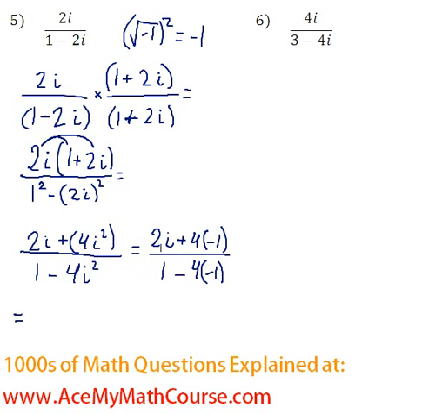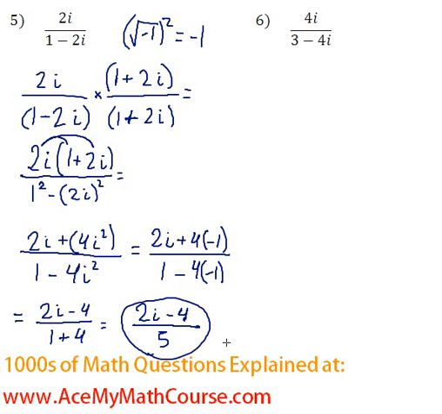Okay, so this will be 2i minus 4, because 4 times negative 1 is negative 4. So 2i minus 4 all over 1, negative 4 times negative 1 is just plus 4. Whoops, I was going to write minus 4, but I was actually writing a plus, so I had to fix it. So 2i minus 4 over 5. That's it. How about question number 6?